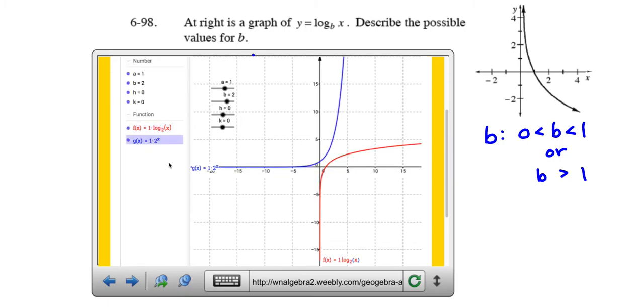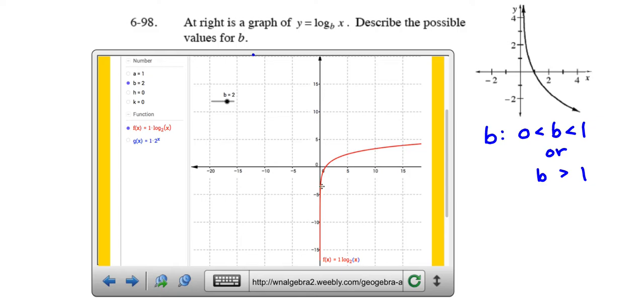What we have on here, this red one is our logarithmic function, and the blue one is its inverse, the exponential function. I'm going to turn it off for now. This applet gives us the ability to explore the effects of a, b, h, and k on our graph, but we're really going to focus on just b right now. So I'm going to hide my other sliders. We're not moving it left and right or up and down. We're just looking at the effects of having different values of b.